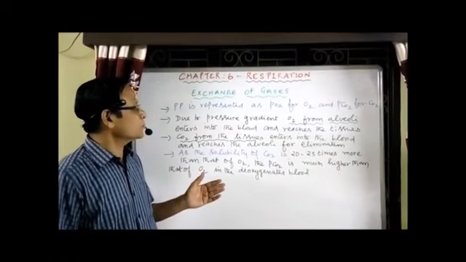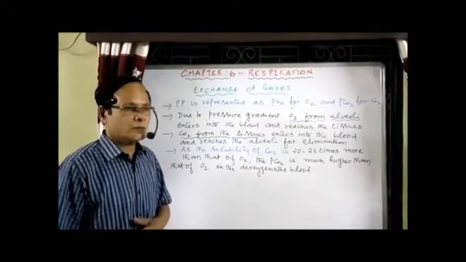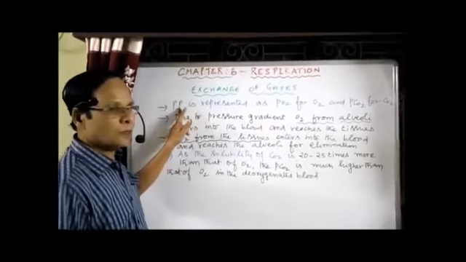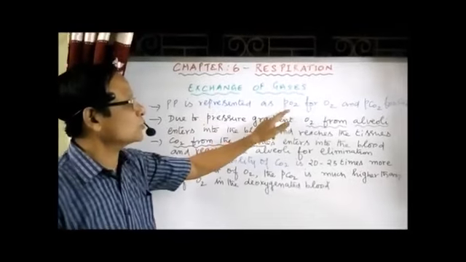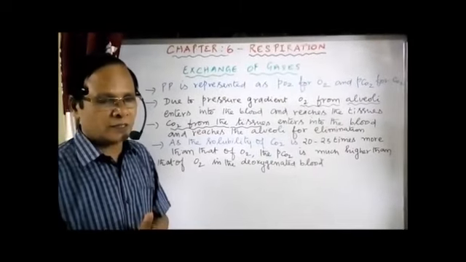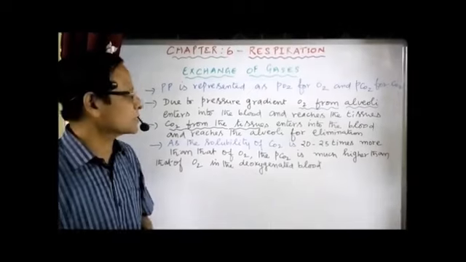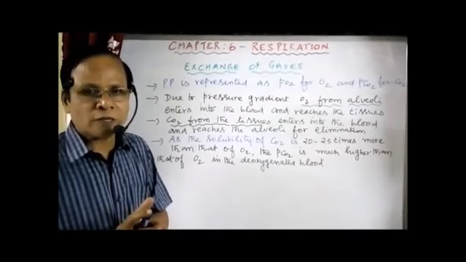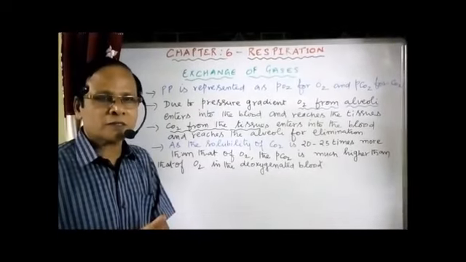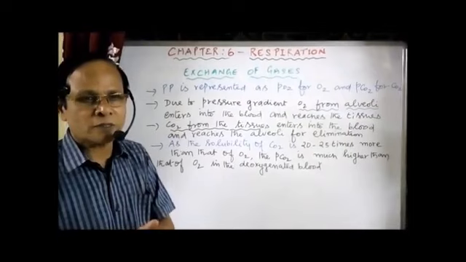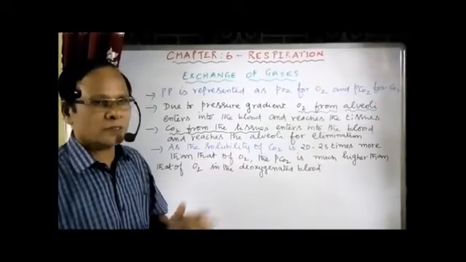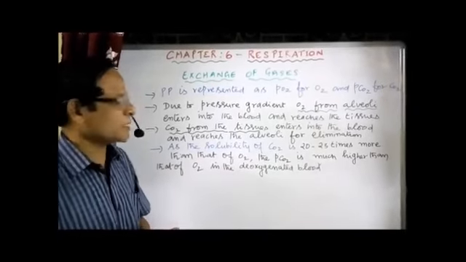I already mentioned what partial pressure is. Due to the partial pressure gradient, which means the differences, normally the partial pressure is represented as PO2 for oxygen and PCO2 for carbon dioxide. What will happen? Oxygen from the alveoli enters into the blood and reaches the tissues. Similarly, carbon dioxide from the tissues enters into the blood and reaches the lungs or alveoli for elimination. I will show the diagram, then explain that. Okay, this is what is happening.